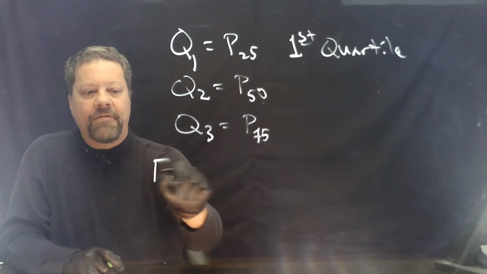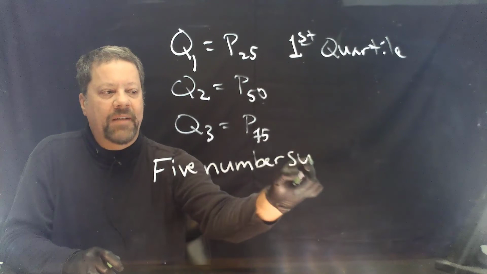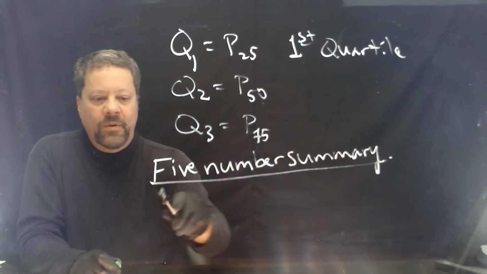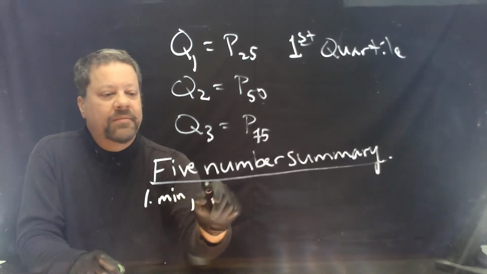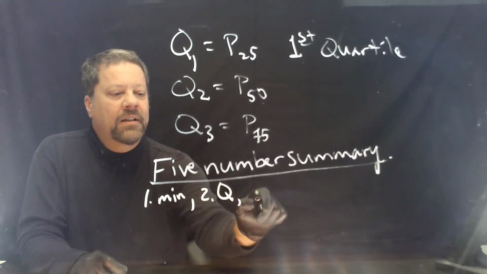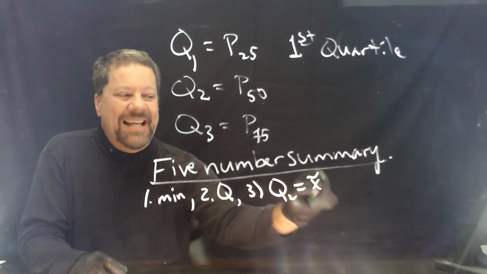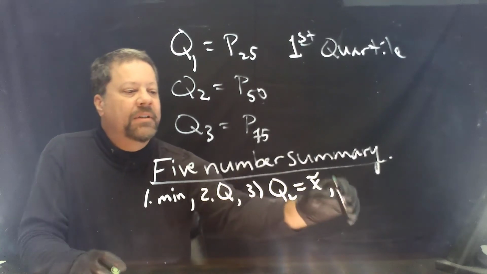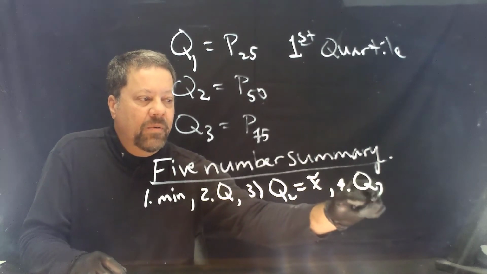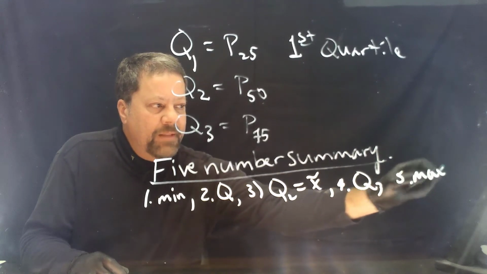This gives us the 5-number summary. We're going to have the minimum data value, the first quartile, and the second quartile, which is essentially the median, because half the data lies below, half above. The fourth will be the third quartile, and then the fifth data in our 5-number summary will be the maximum.